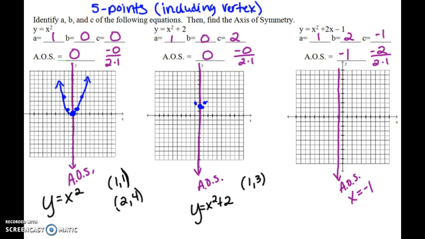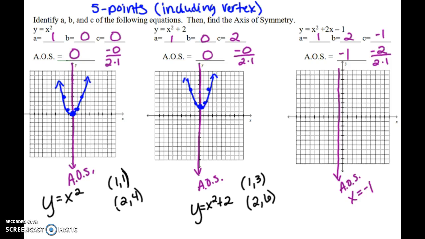And I'm going to do the point 2. 2 squared is 4 plus 2 is 6. So the point 2, 6, which is 2 units from the axis. So I'm going to go 2 units to the left of the axis. And we've got enough for our parabola.